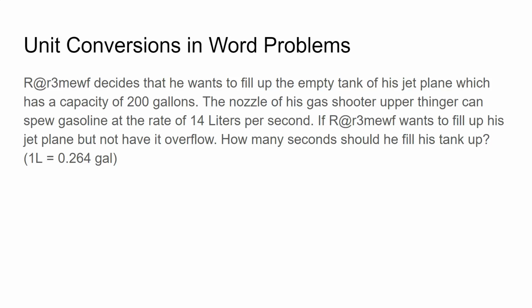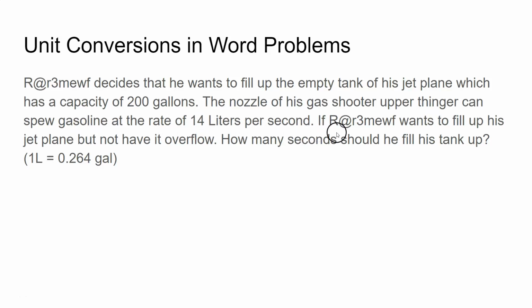So right off the bat, we need to underline. I would personally recommend underlining things in word problems. So we underline, it has a capacity of 200 gallons. That's important. He also has a nozzle of a gas shooter upper thinger that can spew gasoline at the rate of 14 liters per second.